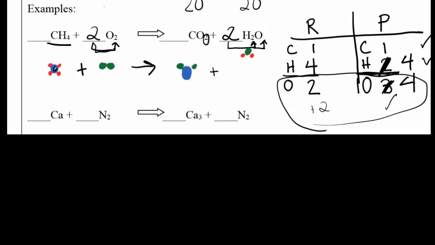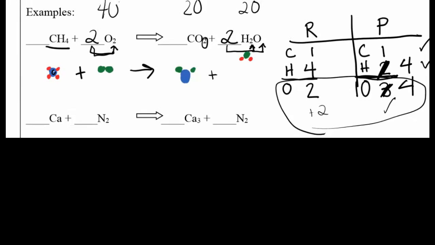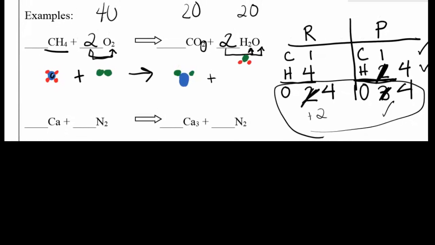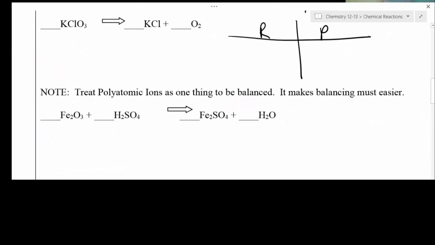Well, if I multiply, I see I have 4 oxygens on this side. So I am now totally balanced. We have reactants and products. What reactants do we have? We have potassium, chlorine, and oxygen. We have the same on the other side.